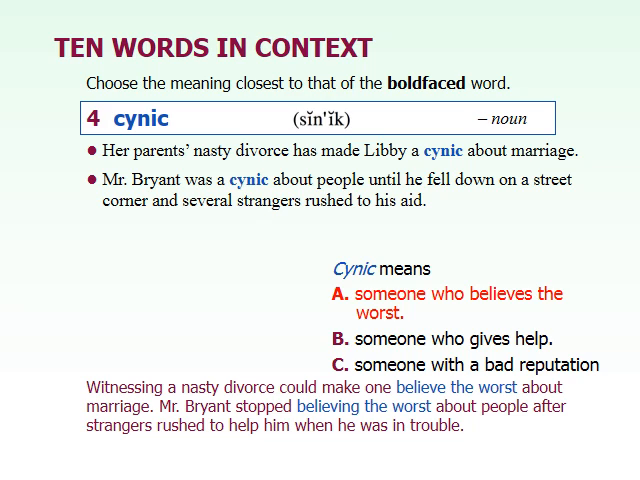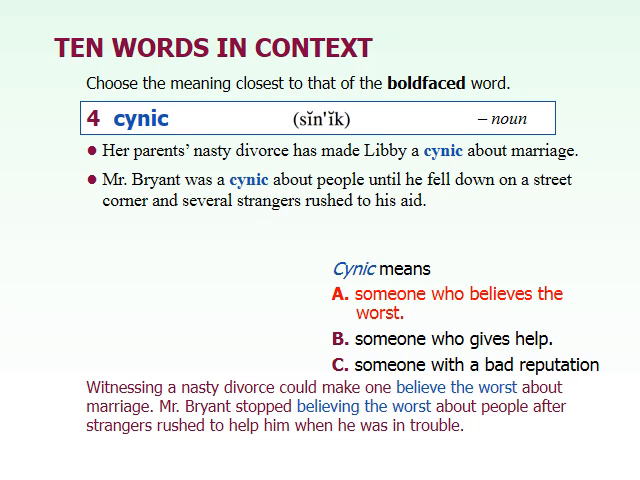So in the first example, this woman Libby is a cynic about marriage. So she always believes, because her parents got divorced, that marriages won't work out, that they're always going to fail. Not just marriages in the future, but marriages in the past, marriages in total.